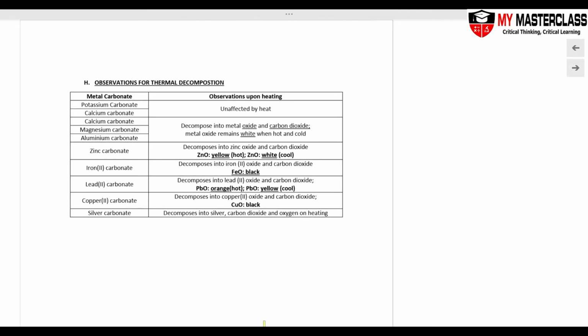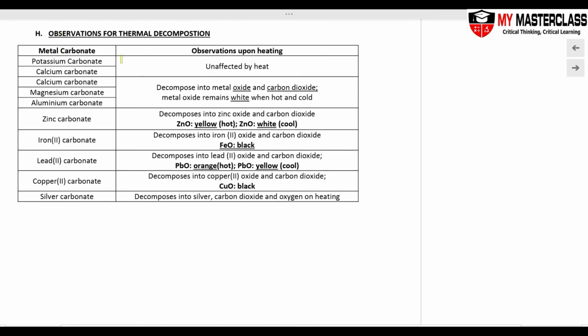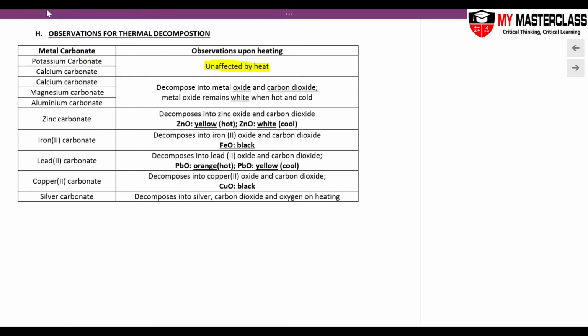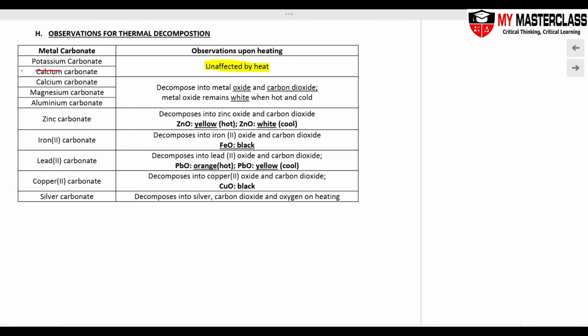Okay, so sometimes they will ask us for the observations of your decomposition reaction, or even, for example, a more reactive metal reducing the less reactive metal oxide. So for some of the observations, we have to know group 1 carbonates are unaffected by heat. Sorry, this one is your group 1, this is not calcium, this is sodium. Please, we have to know this. Group 1 are unaffected because they are thermally stable. They don't break down to the carbon dioxide and the metal oxide. My group 2 and group 3 will break down to the metal oxide and carbon dioxide.